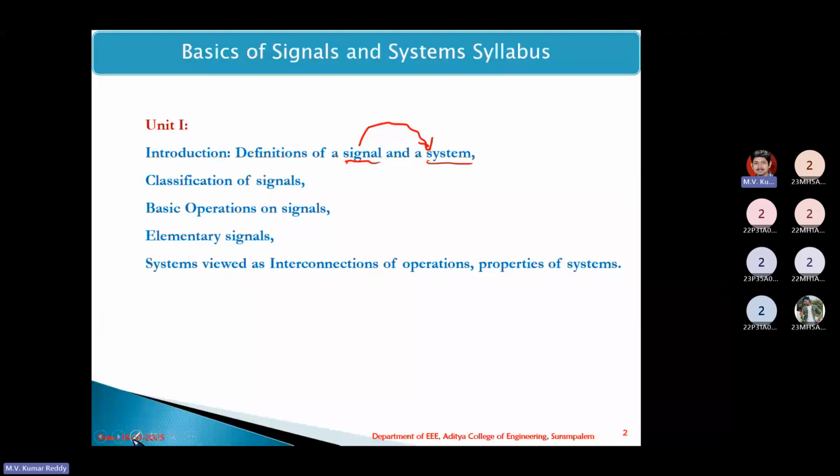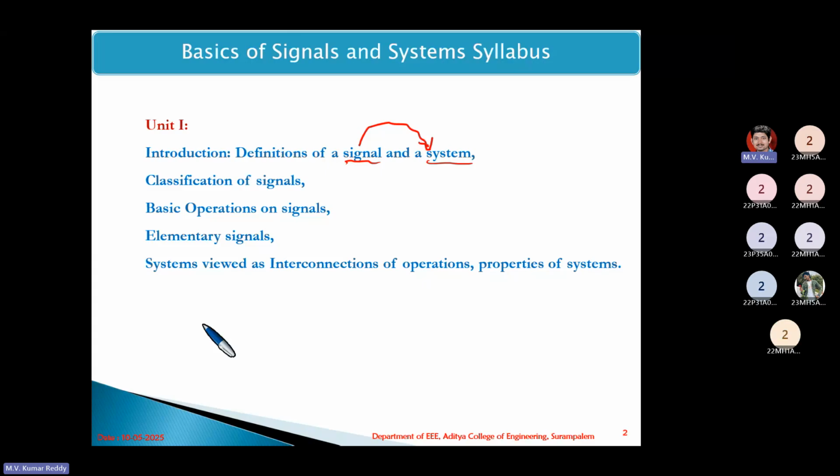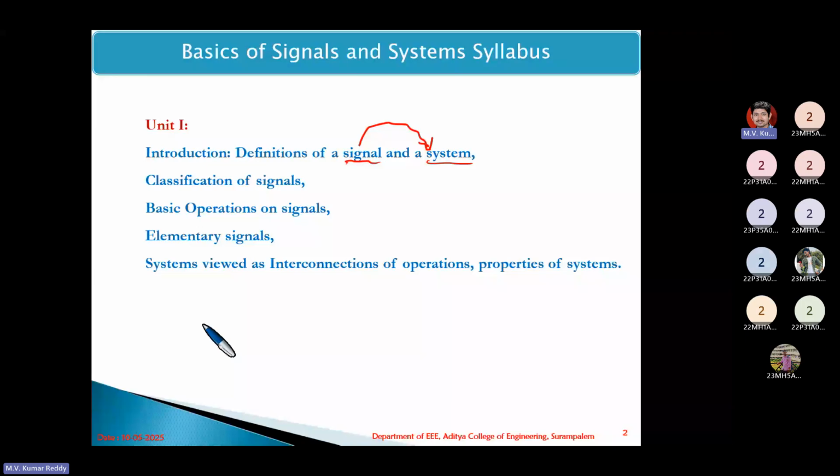In this unit one, you have total 3 models. Already I shared the material. In each and every material, at the last page, you have the models, important questions, and the important topics in the unit. In this unit, important model one is from basic operations on signals.